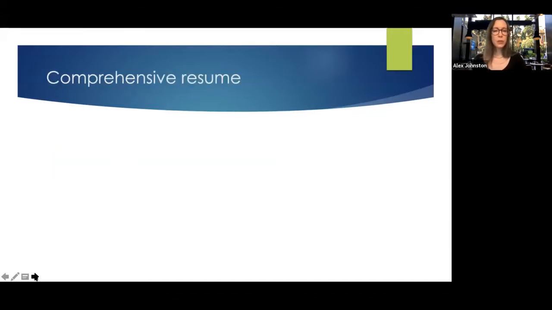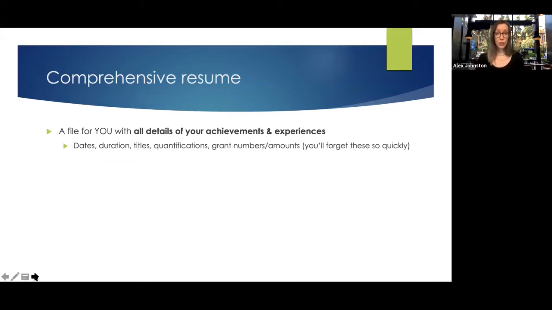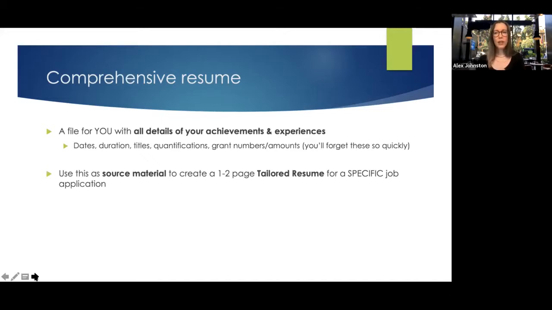So the comprehensive resume was something we talked about last week, which is a file just for you that has all details of your achievements and experiences. And again, experiences, broadly speaking, can include volunteer experience, part-time, unpaid experience, anything in which you accomplished something that had impact. And in that file, you want to keep all those dates, the duration of the project or the job that you had, titles, any quantification, any grant numbers or amounts of grants or money that you brought in, because you're going to forget these really quick. It happens sooner than you think. So this is to keep everything related to your prior experience so that you can draw from it. That's your source material to create a 1 to 2 page tailored resume for a specific job application.